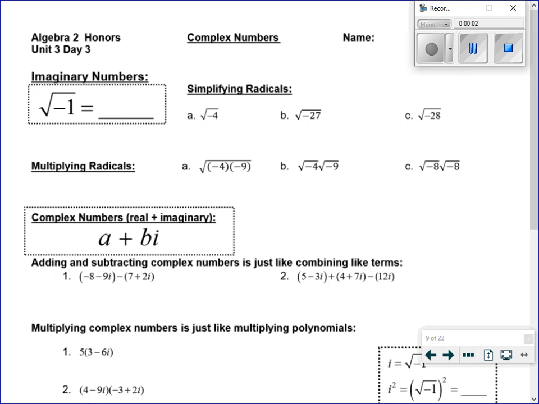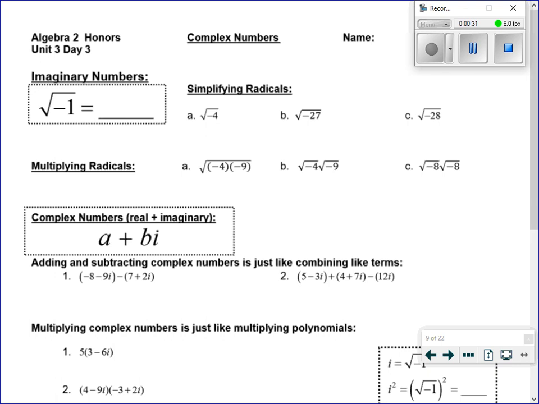Before today, your math has just been in the real number system. So just talking about real numbers before today. Now we're talking about complex numbers. With complex numbers, it's because we have imaginary values. The imaginary numbers come from when you have a negative inside your square root.